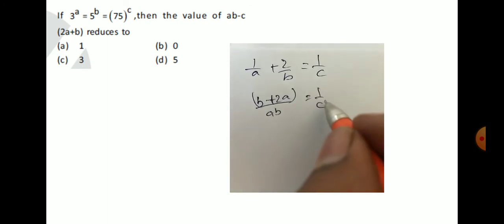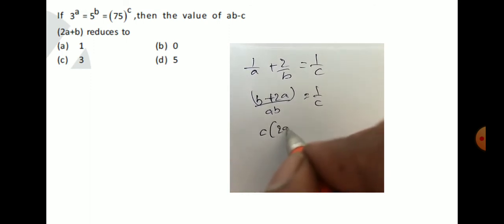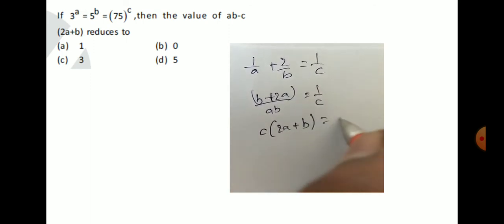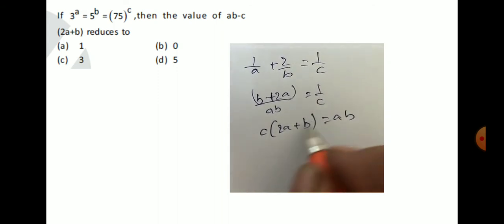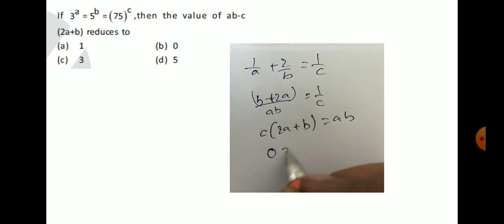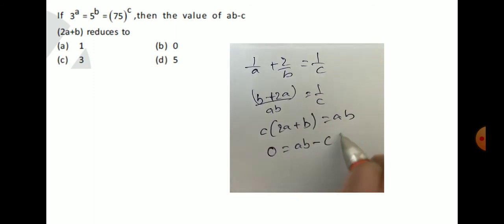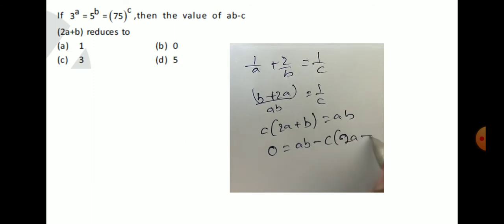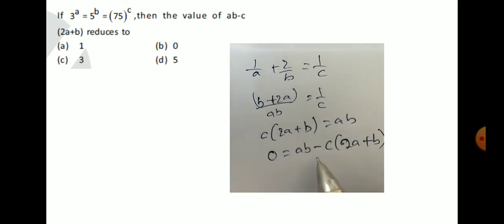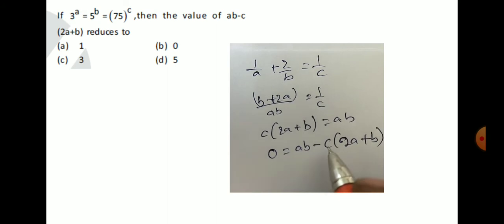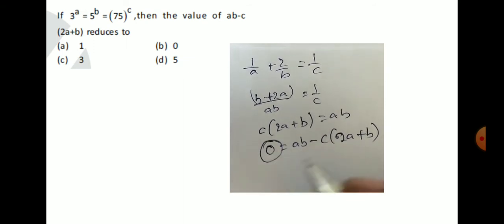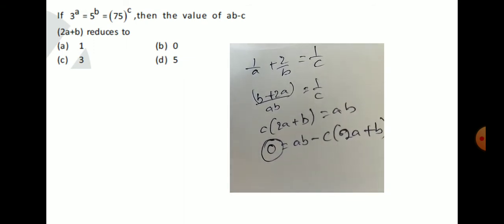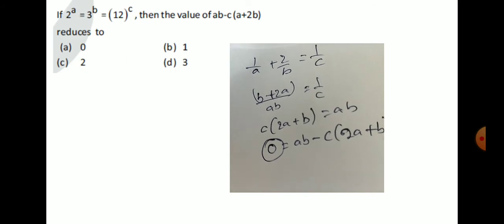Cross multiply. c into 2a plus b is equal to ab. They're asking ab minus c into 2a plus b, right? Therefore transfer everything to this side. That means 0 is equal to ab minus c into 2a plus b. That is the value they're asking, which is nothing but 0, right? That is option number B. We'll take up the next question.